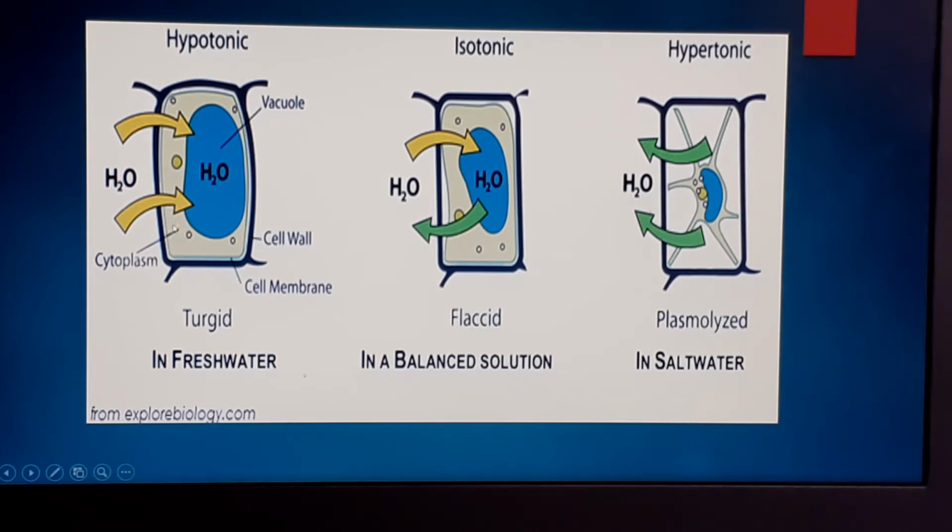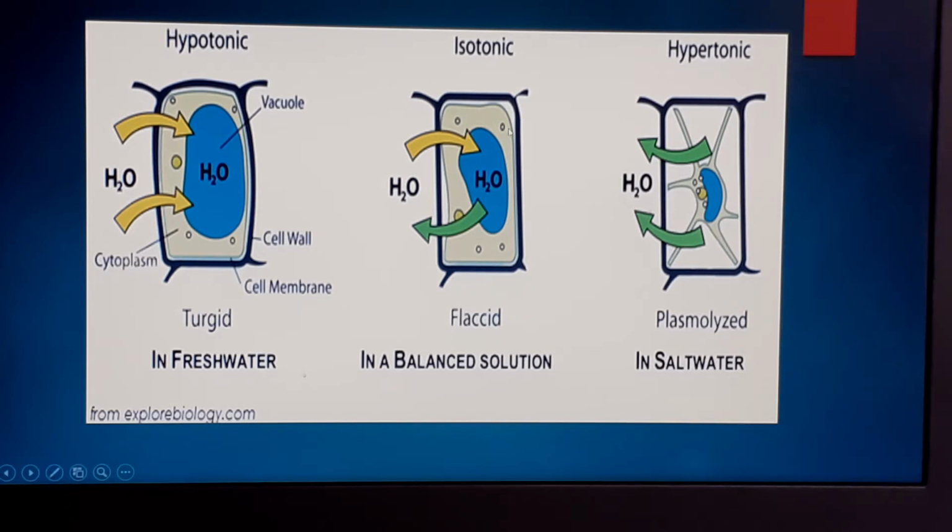For example, if you take raisins and put them inside water, after 4 to 5 hours they will become turgid. That means they will become swollen. We can see how it happens: the water from outside goes inside the cell and it becomes turgid in shape. This is called hypotonic.